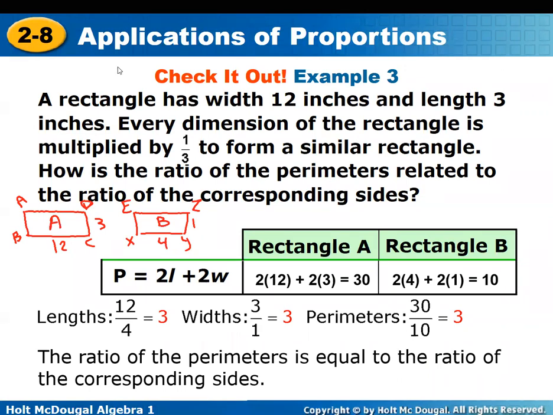Okay, can all the class hear me now? Yes. Okay, I'm going to repeat my question again. BC is corresponding with which side in the other triangle? In the other rectangle, I'm sorry. XY. Yes, thank you. And CD is corresponding with YZ.